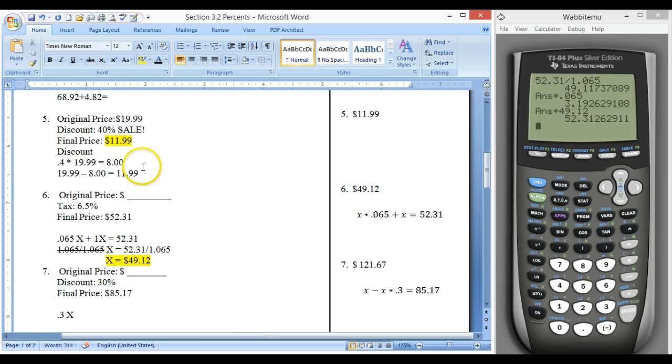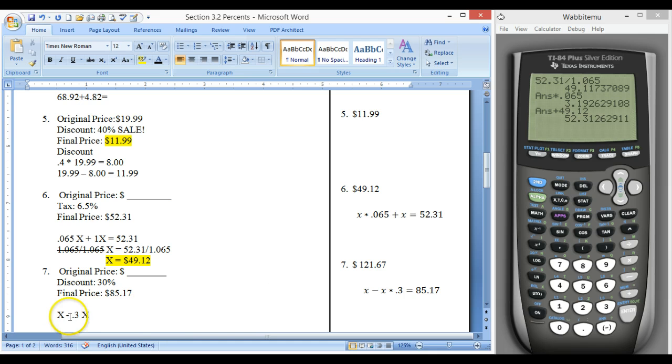Okay, so that gave me the discount. And what did I do with that? I subtracted the discount from the original. So I need to take the original and subtract this. What was the original price? We don't know, so we have to put an X there.